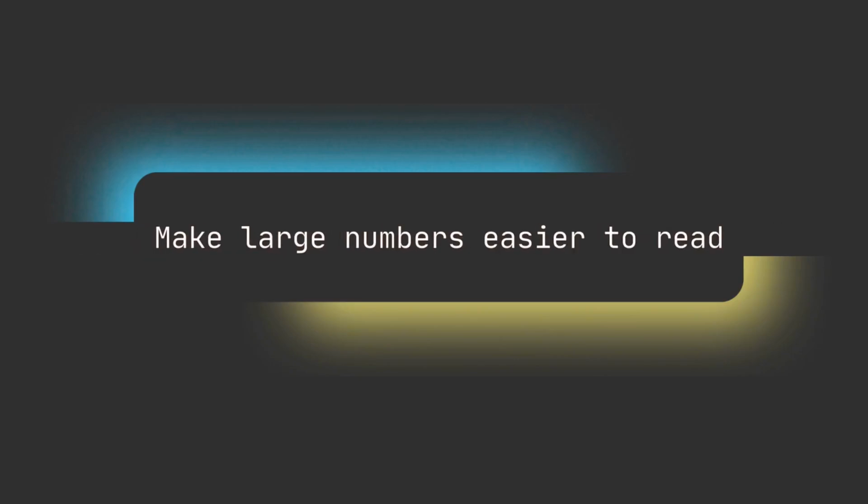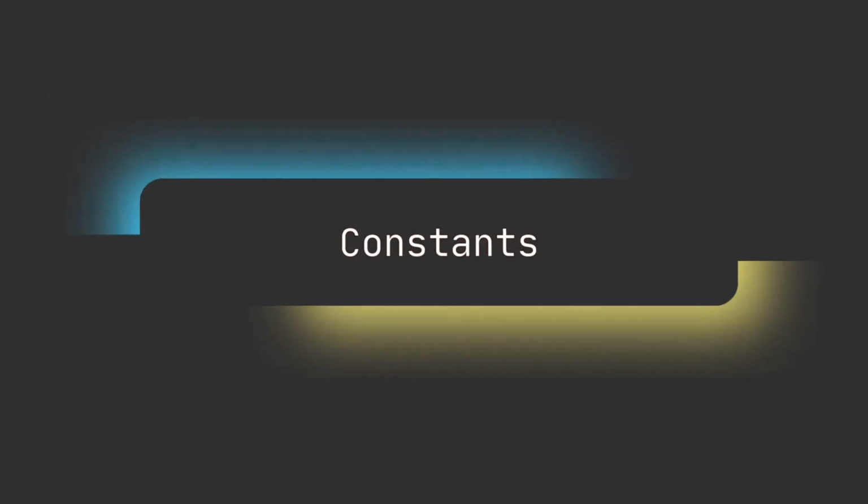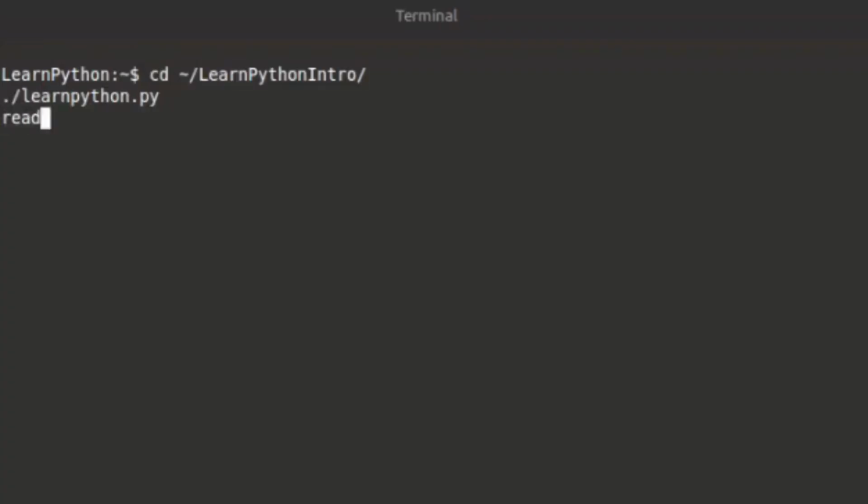Want to learn how to make large numbers easier to read in Python using underscores? Want to know how to assign values to multiple variables on a single line? Don't know what constants are in Python and why capital letters are used for values that should not change? If so, stay tuned.